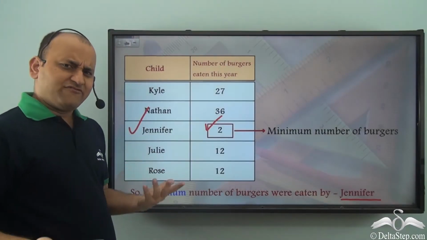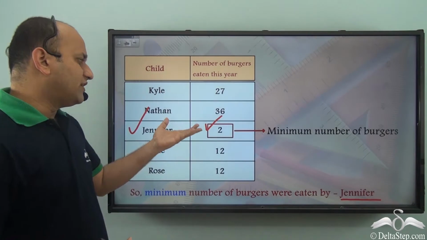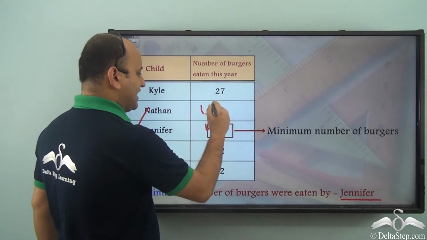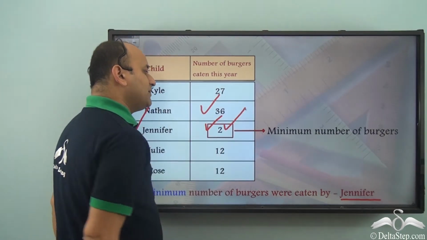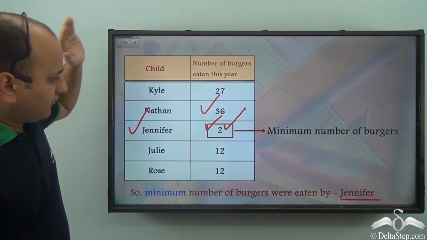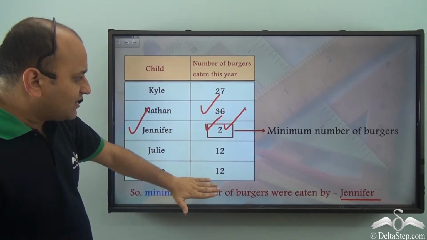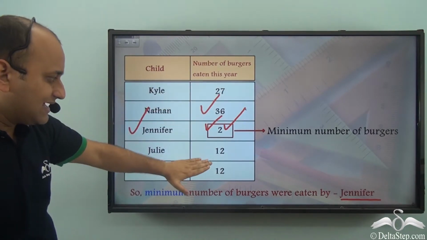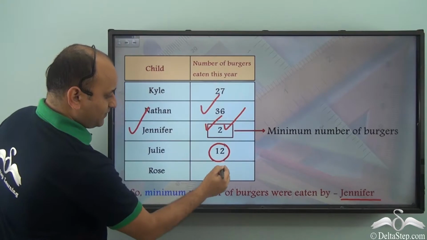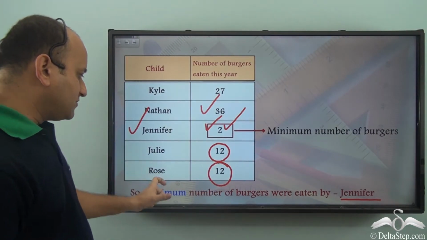Now, can we find any other information from this data? We have already found out the maximum and the minimum. What else can we find from this data? Well, if you look at this data, you will see that there are 2 numbers which are exactly the same. Where do you find that? Here and here. So what do we know from this data?